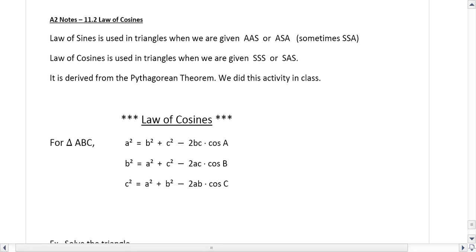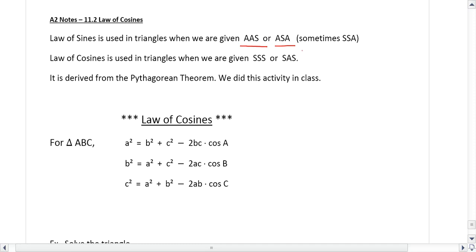We have done the law of sines in section 11.1. In 11.2, we're going to do the law of cosines. Now, just to remind you, the law of sines is used when we are given certain information in a triangle. If we're given angle, angle, side, or angle, side, angle, we know we can use the law of sines.